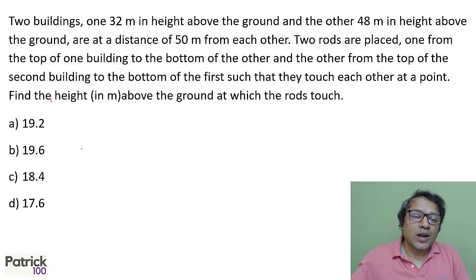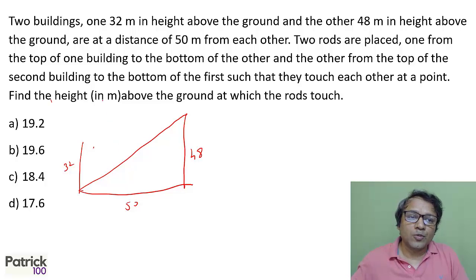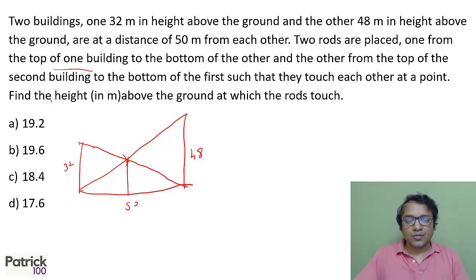So two buildings, one 32 meters in height, another 48 meters in height, above the ground, 50 meters from each other. Two rods are placed, one from the top of one building to the bottom of the other, and the other from the top of the second building to the bottom of the first. They touch at a point. Find the height above the ground at which the rods touch. You want this particular height.